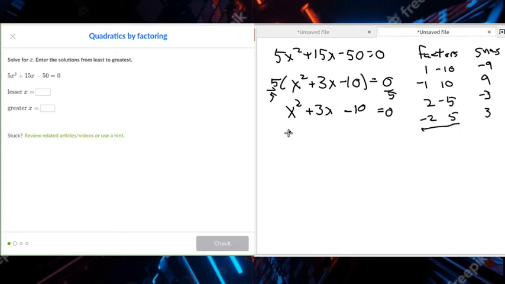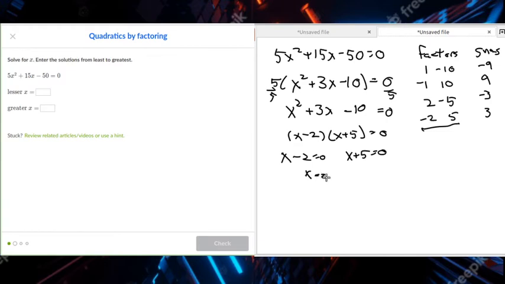want. So I can break this up into x minus 2 times x plus 5 is equal to 0. So by zero product property, one of these has to be 0. So x minus 2 is 0, or x plus 5 is 0. 0 times something is 0, or 0 times something is 0, right?